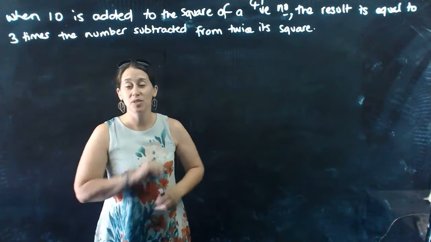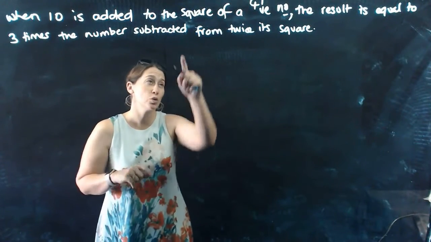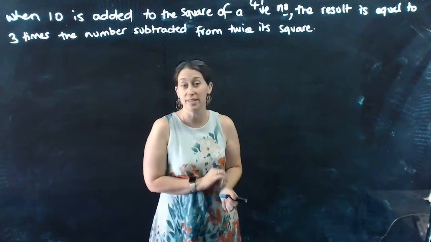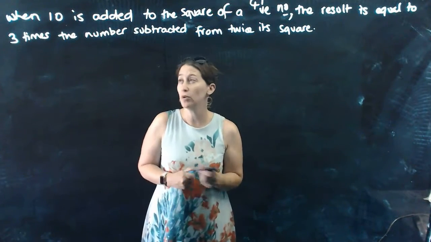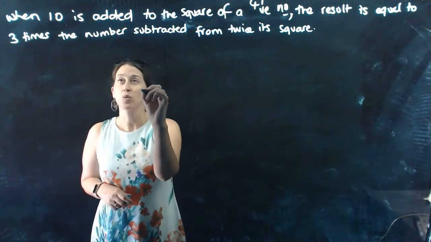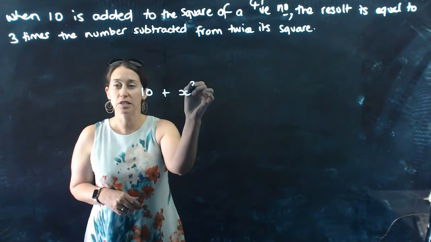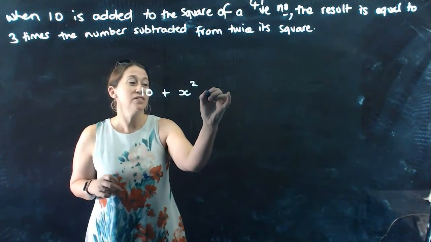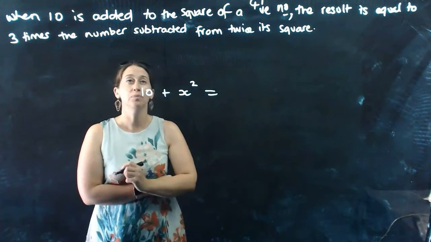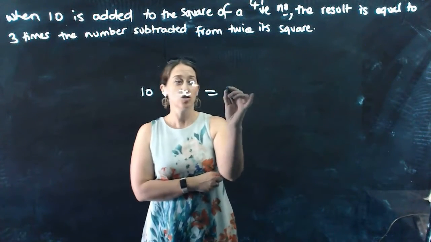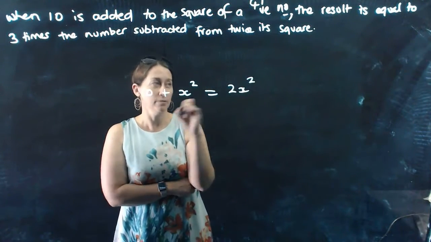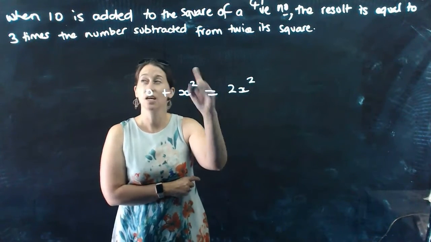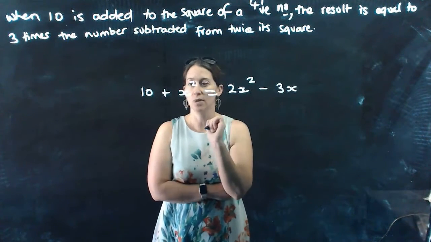Right guys, so I'm going to do a second example. When 10 is added to the square of a positive number, the result is equal to 3 times the number subtracted from twice its square. So I'm going to set up an algebraic equation. Let's look at the left-hand side first. When 10 is added to the square of a positive number, let x equal that positive number. The result is equal to 3 times that number subtracted from twice its square. So there's its square and that's twice, and I need to take off 3 times that number.